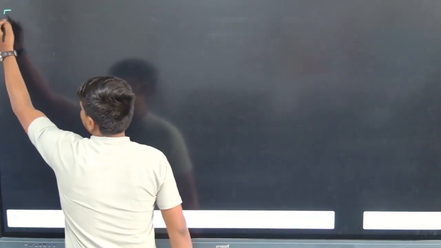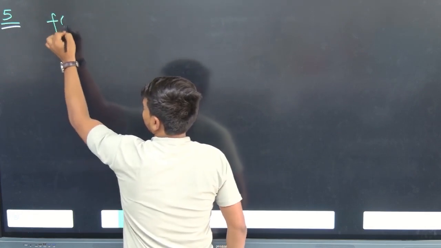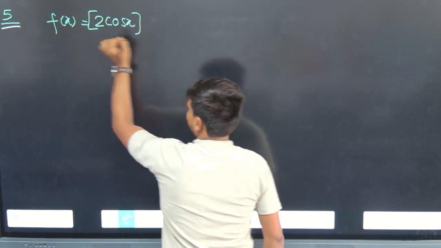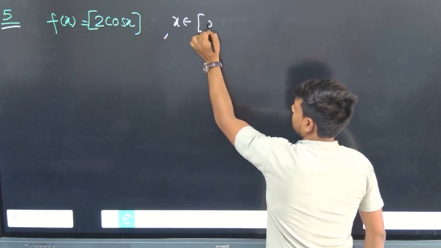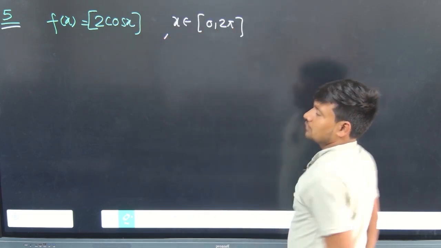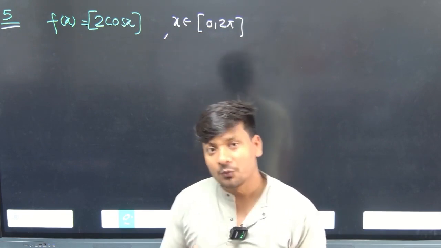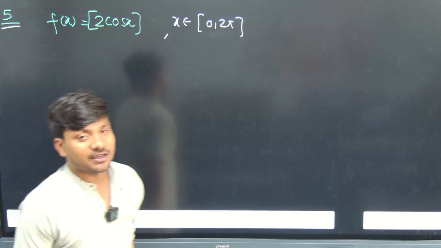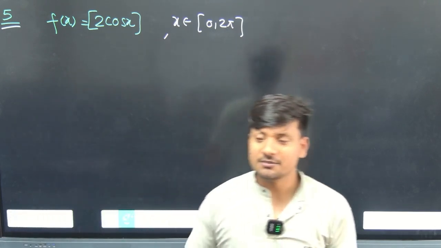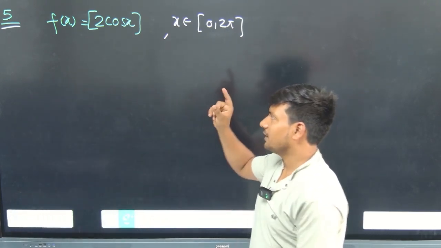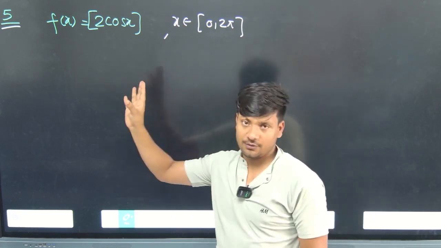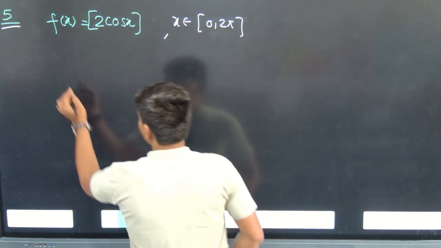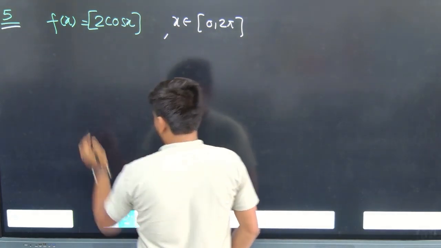So next is question number 5, that is f(x) equals the greatest integer of 2 cos x, x belongs to 0 to 2 pi. So now here we have two ways. One is by graph, where we draw the graph of 2 cos x and we can see the discontinuity. Another way is by critical thinking, we can find the points of discontinuity. We want to find here the number of points of discontinuity. So first we will see the graph.